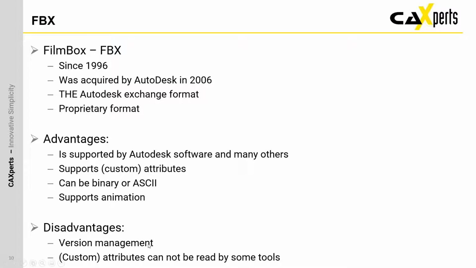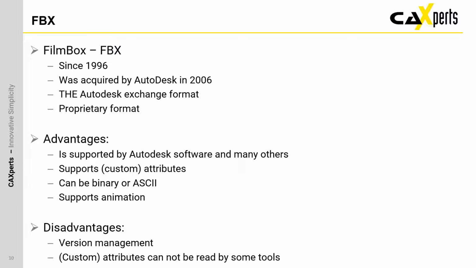The disadvantages are that there is a version management. So this means almost every year there is a new version of the FBX format, and this can also be a problem when converting the data. And the other disadvantage is that the custom attributes or properties cannot be read by all of the tools. We have seen some tools that could not read it, while there are many other tools which can read it.